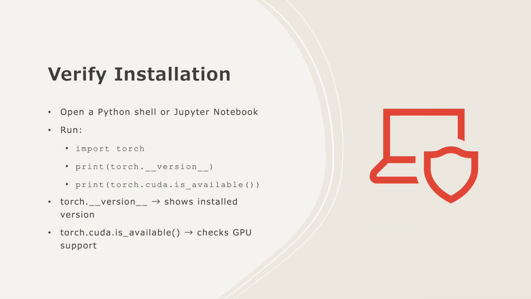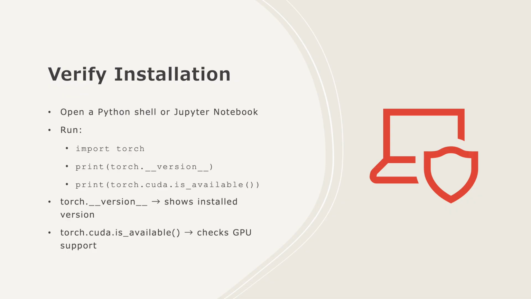Once you've installed PyTorch, it's a good idea to test that it works. Step 1. Open a Python shell or Jupyter notebook and type import torch. If there are no errors, PyTorch is installed correctly. Step 2. Check the version by typing torch.__version__. This command will display the installed PyTorch version.